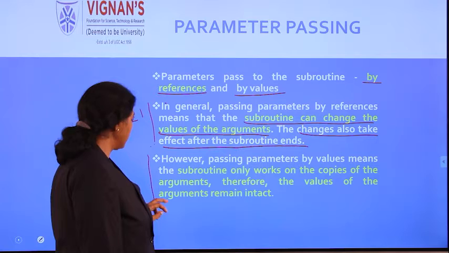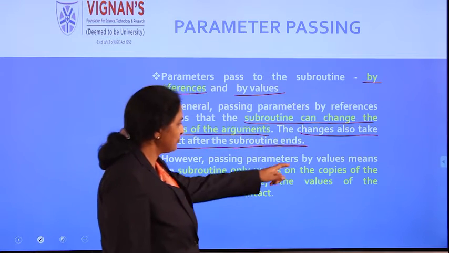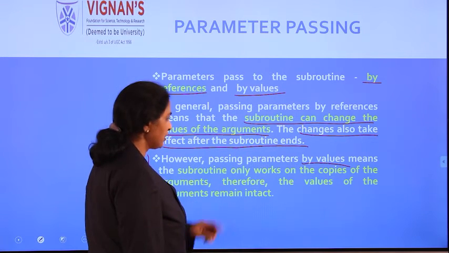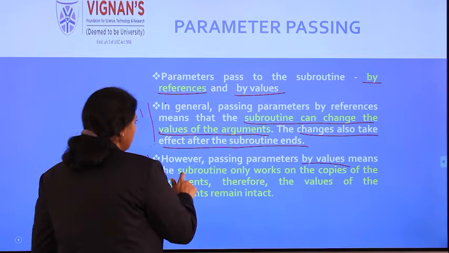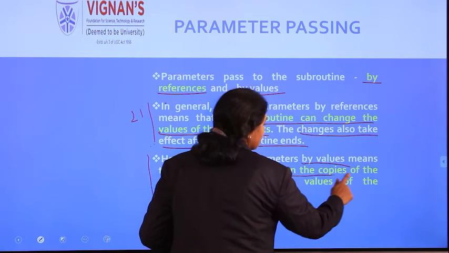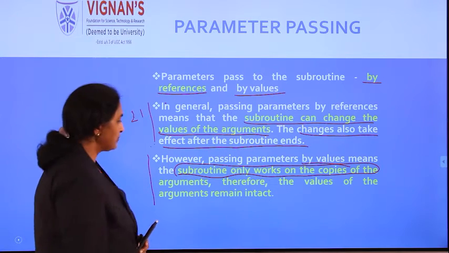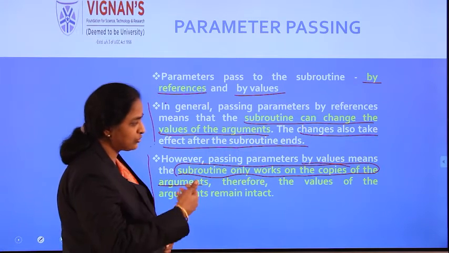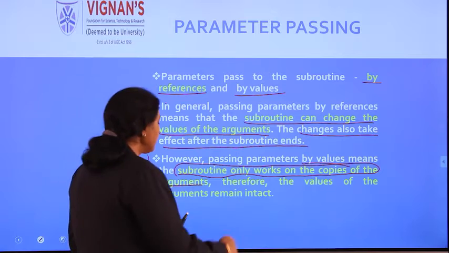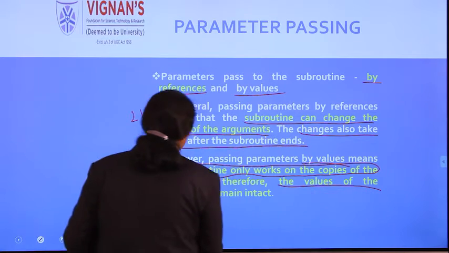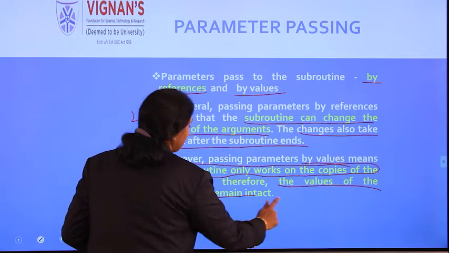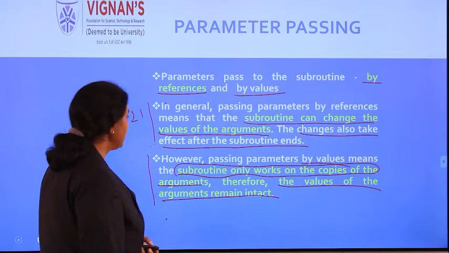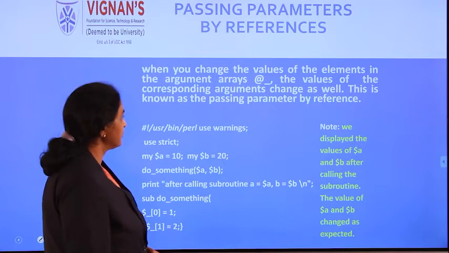Now coming to by value. If you are passing the parameters by value, the subroutine only works on the copies of the arguments. Please remember this point. It only works on the copies of the arguments, because it creates its own copies. The values of the arguments will not change. This is the important point. We will see what is happening here in the next slide.